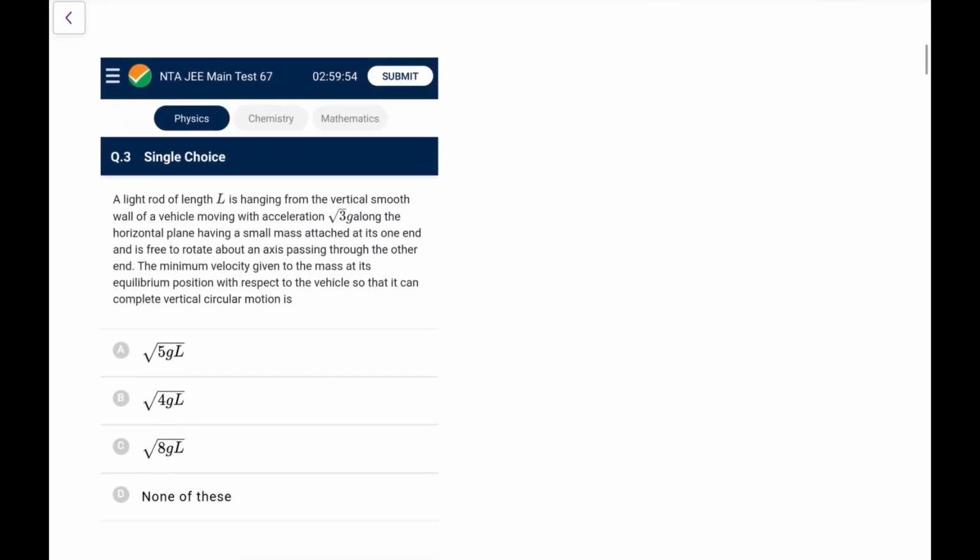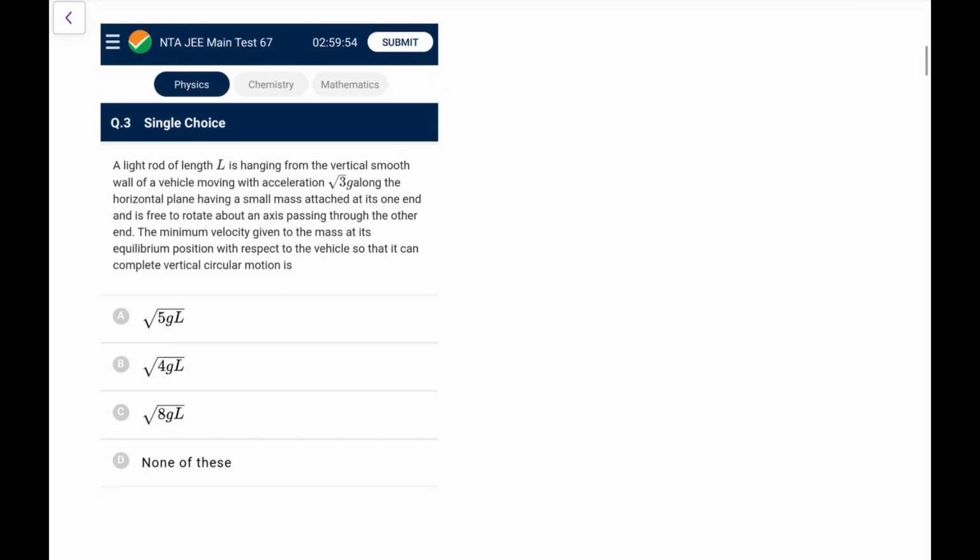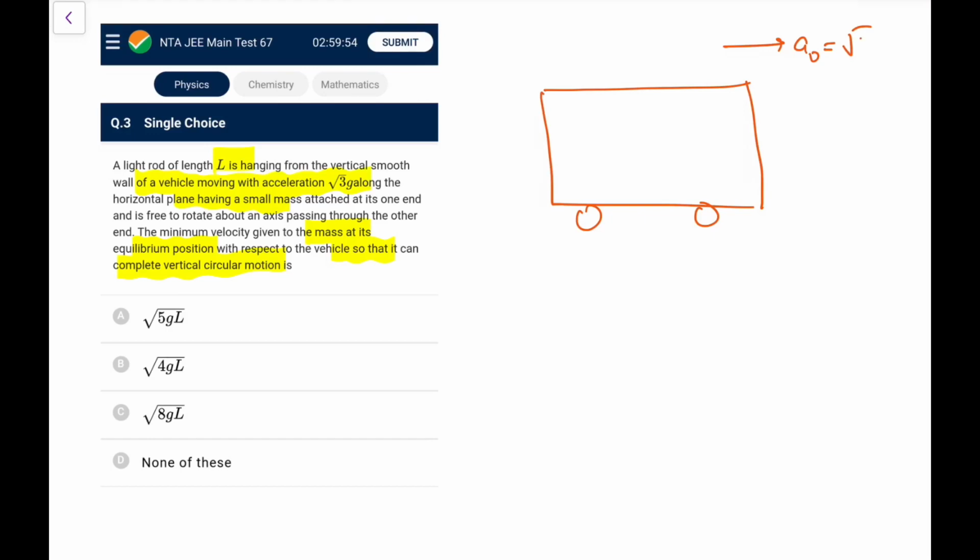Next, a light rod of length L is hanging from the vertical smooth wall of a vehicle moving with acceleration along the horizontal plane, having a small mass attached to its one end and is free to rotate about an axis passing through the other. The minimum velocity given to the mass at its equilibrium position with respect to the vehicle so that it can complete vertical circular motion. So just look at it. Let's say the vehicle is moving forward with some acceleration. This is a0, which is given as root 3 g.